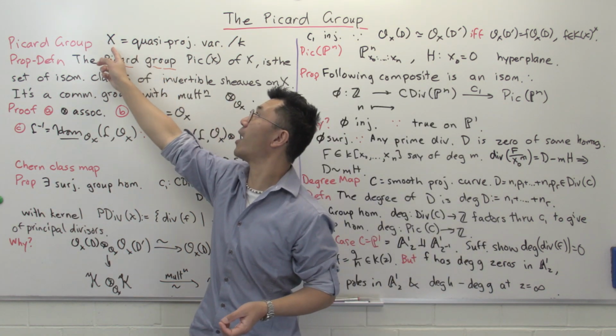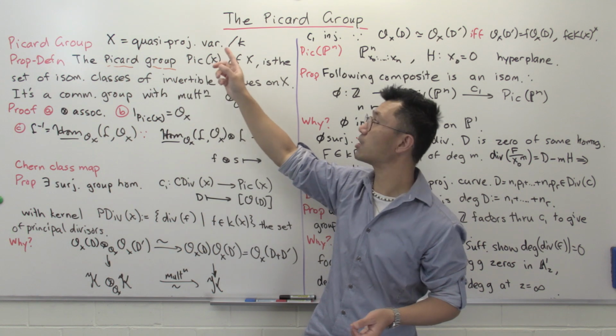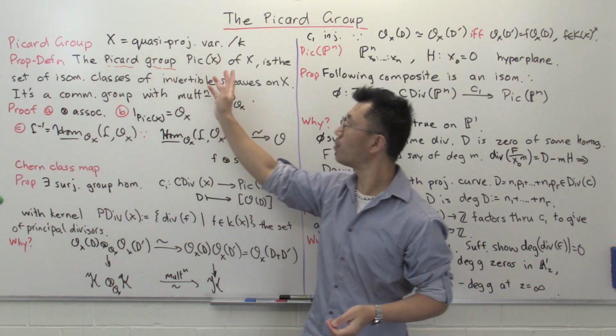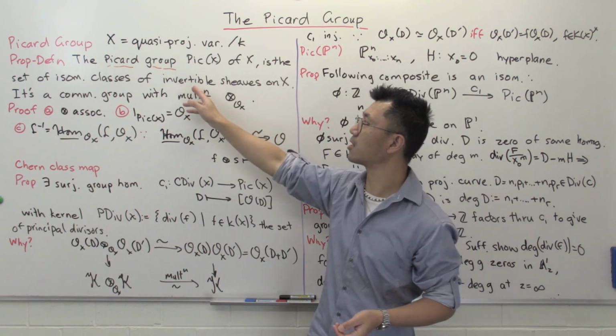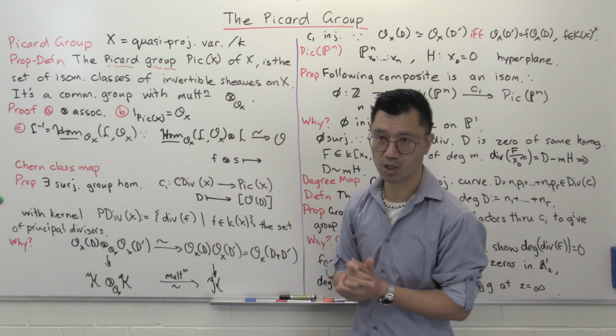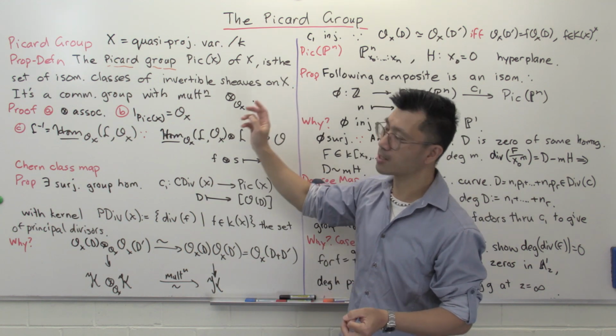Okay, so let's go through what the definition is. We'll start here with X a quasi-projective variety over our algebraically closed field K. So what is this Picard group? Like I said, what we do is we look at the set of all invertible sheaves, or rather the isomorphism classes of invertible sheaves. And I claim this is a commutative group.